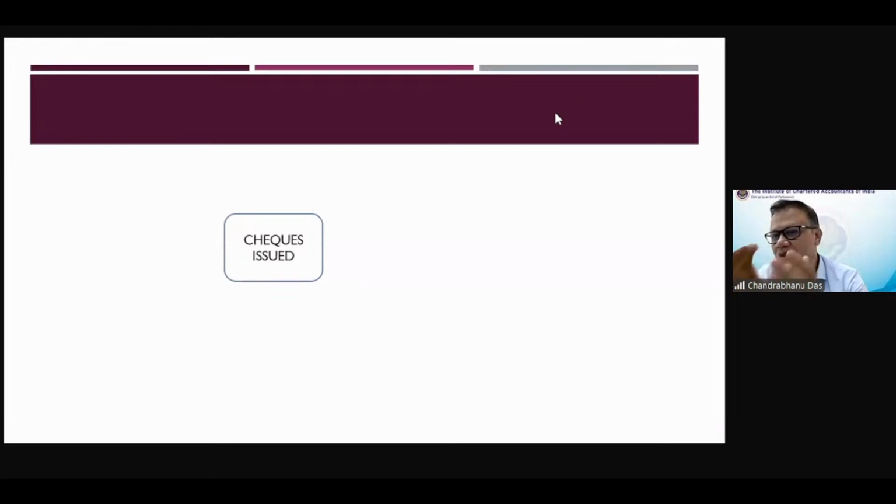Before I start the slide, I want to tell you one thing. Now we'll be talking about the overdraft. Once again, I'm telling you about the overdraft to clear the confusion between the overdraft and the normal balance. The normal balance is the favorable balance and the overdraft is the unfavorable balance.